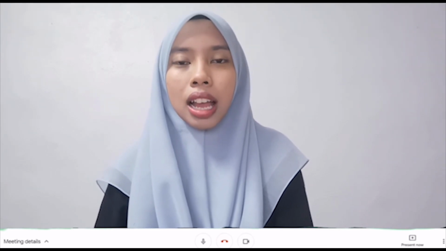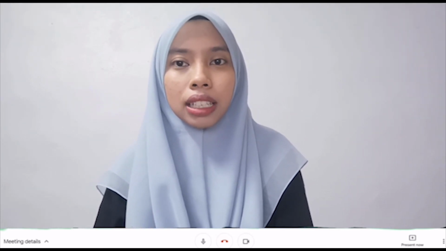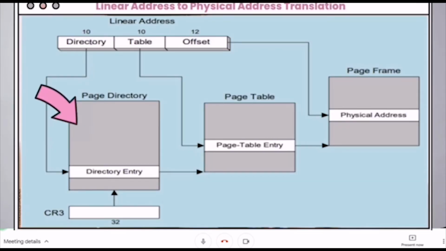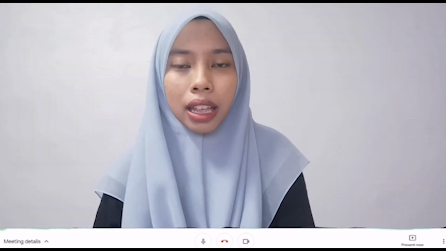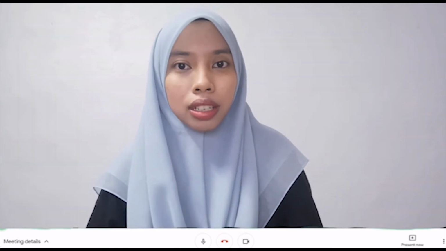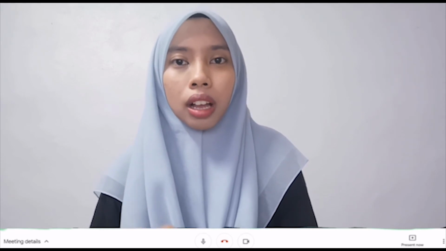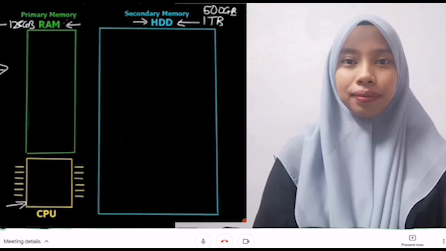Based on this picture, the linear address is divided into 3 fields. First, the page directory field, second, the page table field, and third, the page frame offset. For your information, the CPU uses all these 3 fields to calculate the physical address.